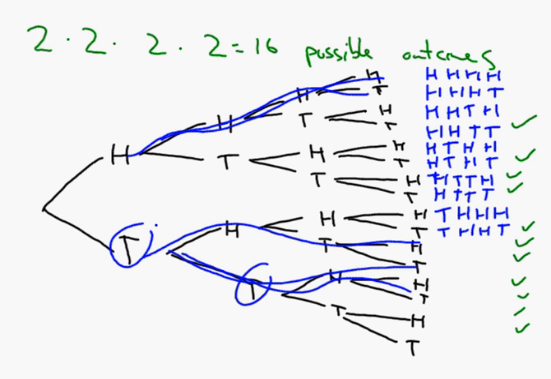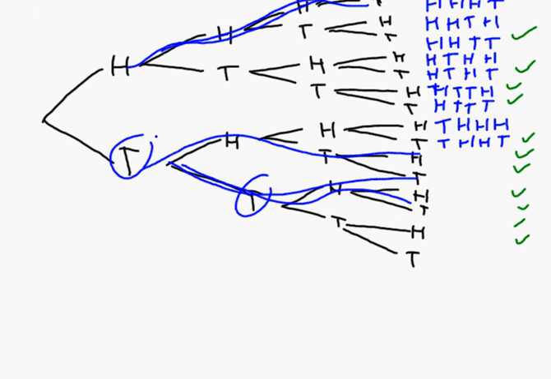We can count up the check marks here: 1, 2, 3, 4, 5, 6, 7, 8, 9, 10, 11. So it looks like we have 11 possibilities that make us happy out of a total of 16 possibilities. So there's our probability. Okay?